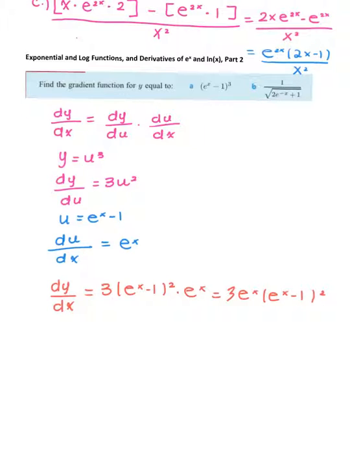All right, so for B, we've got quotient rule. No, actually not quotient rule, because you can just move this up.